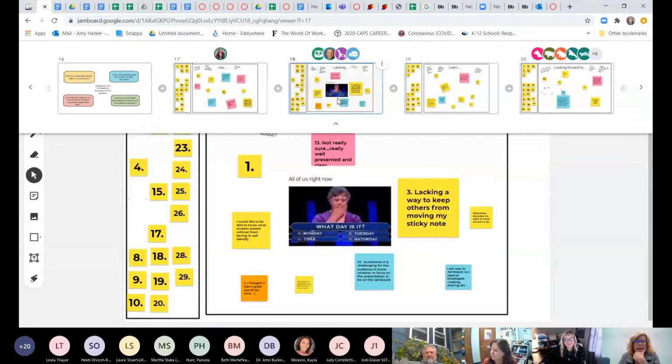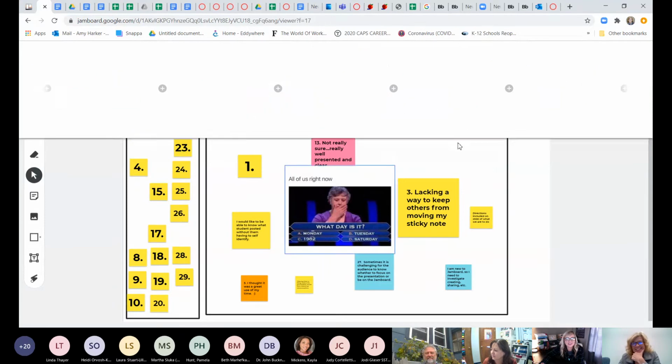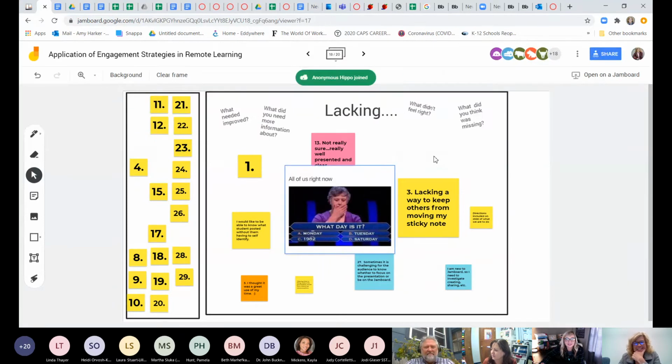And I see an image. I have to go look at the image. What day is it? All of us right now. Love it. They're demonstrating what the class clown would do, right? That's right. They're gonna put pictures in there.